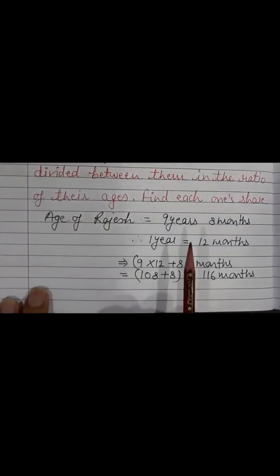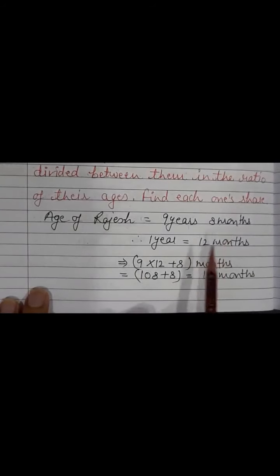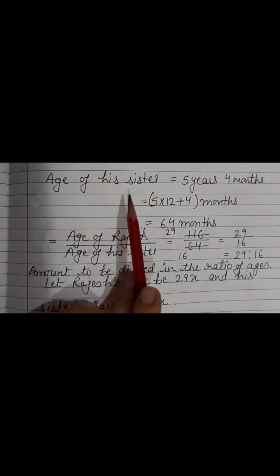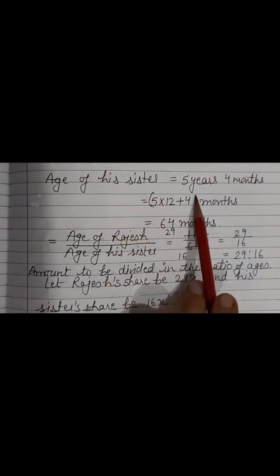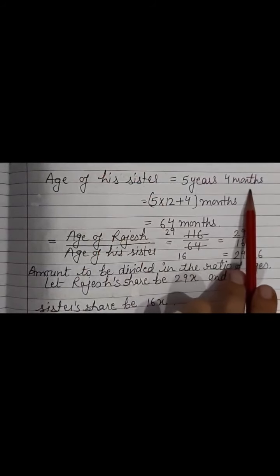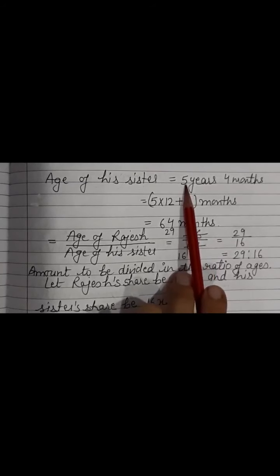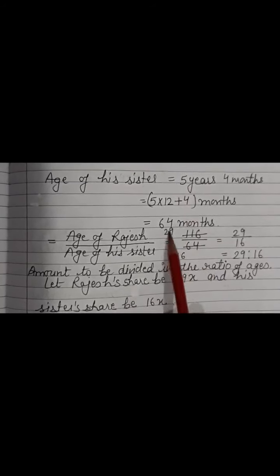So convert into a single unit. We know that 1 year is equal to 12 months. So 9 years will be 9 into 12 months plus 8 months. When we solve, 116 months will come. Similarly, his sister's age is given as 5 years 4 months. So convert into a single unit, that is months. So 5 into 12 plus 4 will be 64 months.